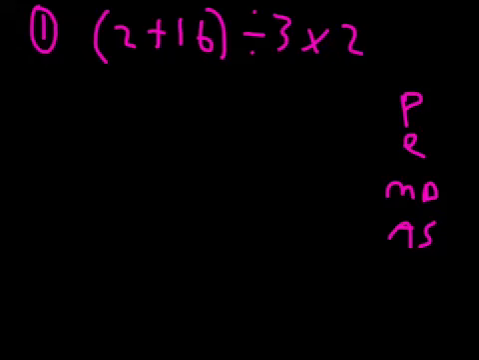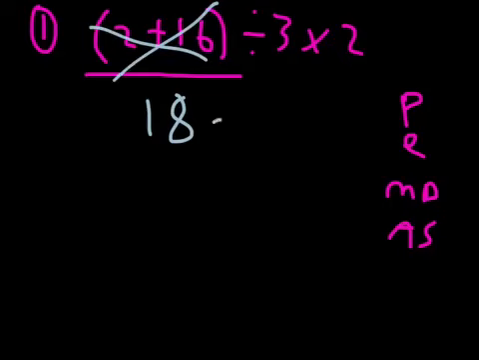Okay, so this first one we have 2 plus 16 within our parentheses. We have parentheses here, so we have to do that first. So I'll underline that, and then switch up colors. 2 plus 16 is 18. Okay, now I did that, so I'm going to write the rest of the problem down. Just like that. And then I move on.